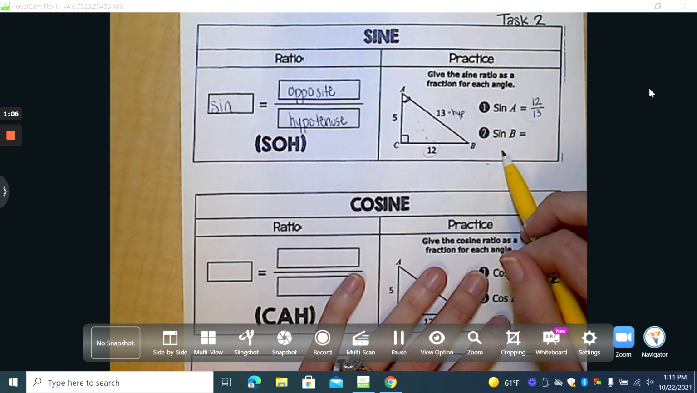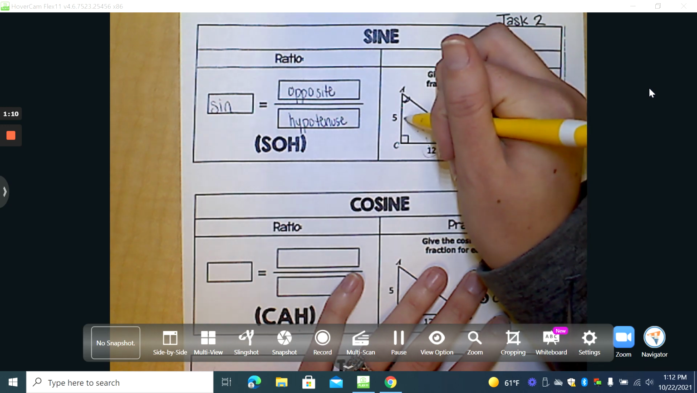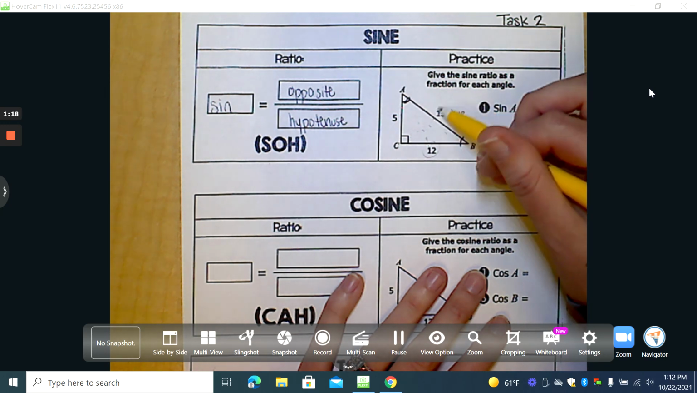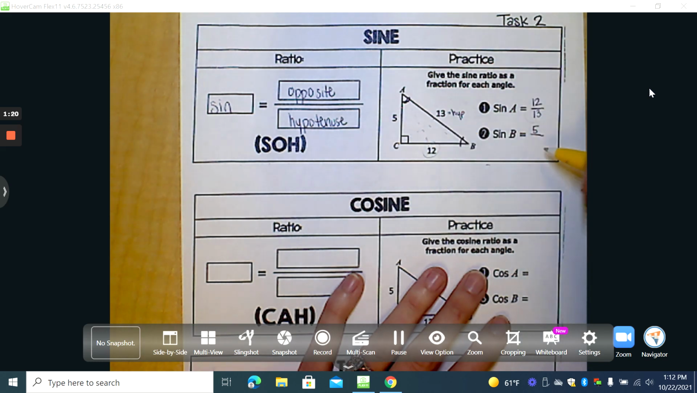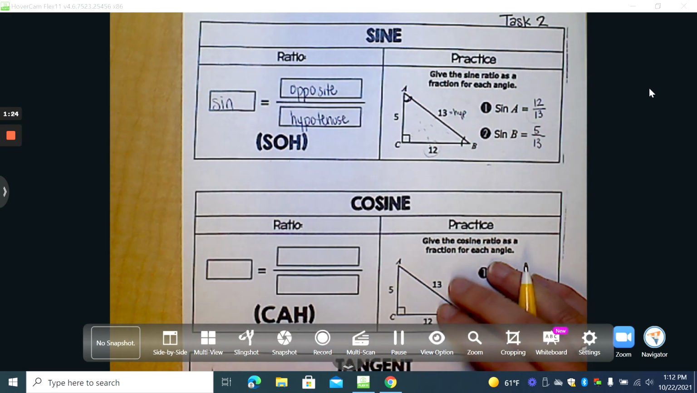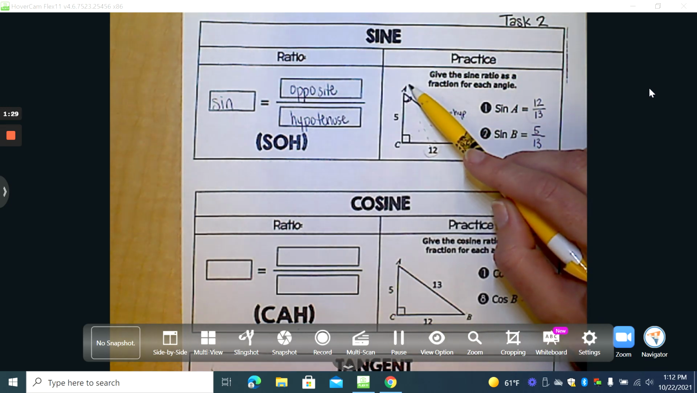Sine of B, well, B is down here. My opposite of B is actually this side, 5. So 5 is going to go on the top of my fraction for sine of B. But my hypotenuse is still 13. It's across from my right angle. So sine of B is 5 over 13. So opposite is always depending on where my angle is.